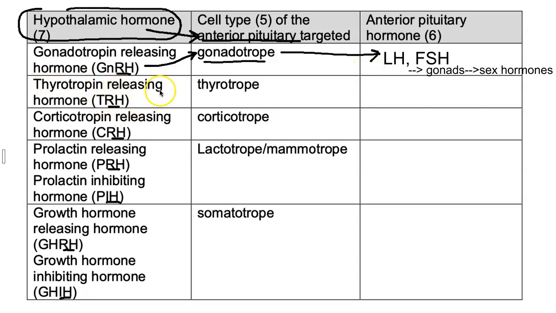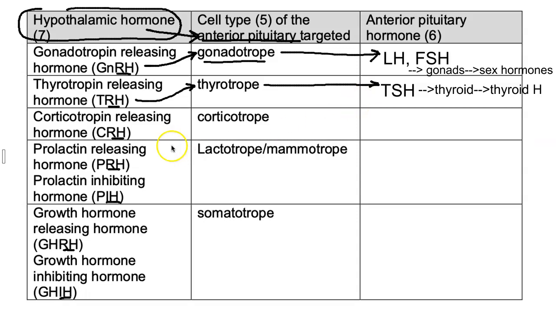Thyrotropin releasing hormone, TRH, targets cell types called thyrotropes in the anterior pituitary, and the thyrotropes release the hormone TSH, thyroid stimulating hormone. Thyroid stimulating hormone then circulates to the thyroid and stimulates the thyroid to release thyroid hormones T3 and T4. Corticotropin releasing hormone, CRH, causes the corticotropes of the anterior pituitary to release the hormone adrenocorticotropic hormone, or ACTH. ACTH targets the adrenal cortex, in particular the zona fasciculata, causing release of cortisol from the adrenal cortex.